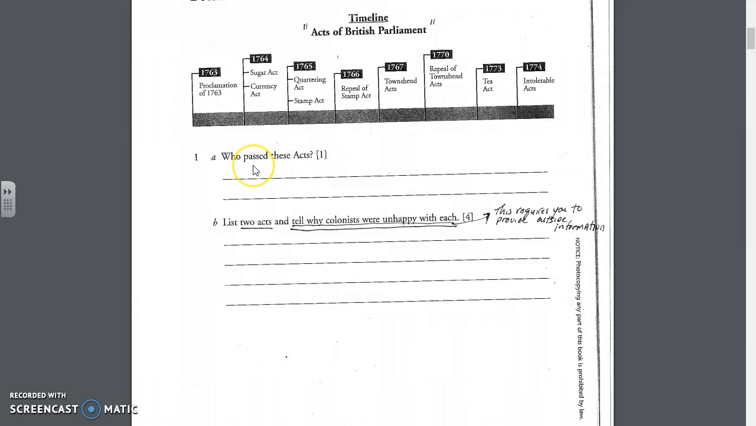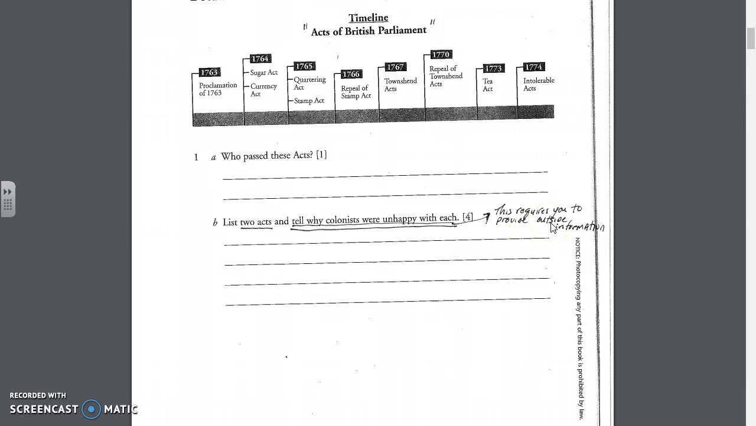So clearly you can see that the first part, part 1A, is going to be worth 1 point, and part 1B is going to be worth a maximum of 4 points. And what we're asking you here is list 2 acts and tell why colonists were unhappy with each. So I put a little hint over here in my writing to the right of the question. This is going to require you to provide outside information.